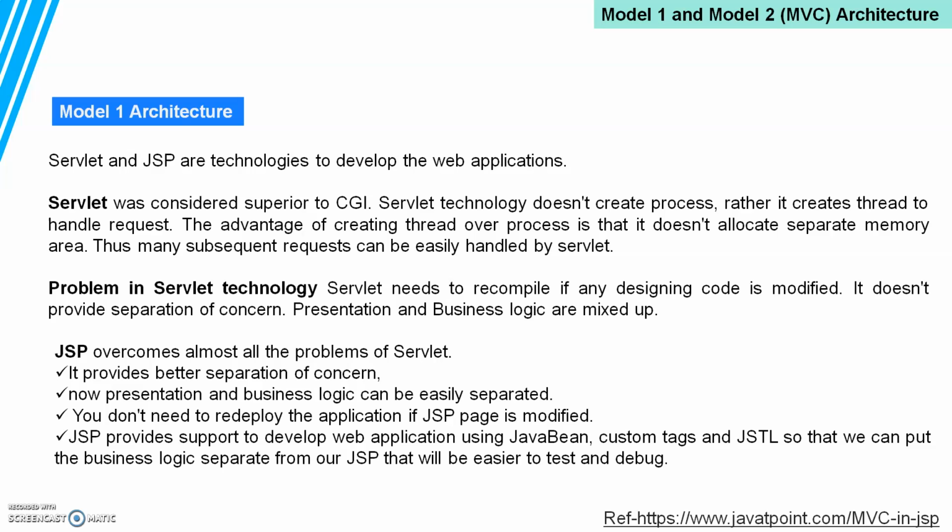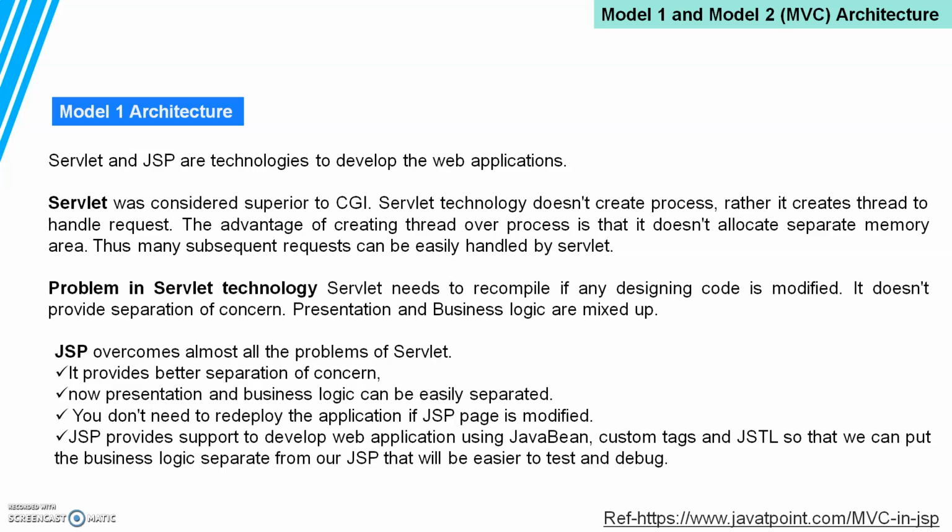Then to understand the architecture, we have to know what the MVC architecture is. So before MVC architecture, what was the architecture? Generally two architectures are considered, Model 1 architecture and Model 2, that is the MVC architecture. So let's start with Model 1, from where web development started. Generally servlets and JSPs are used to develop web applications.